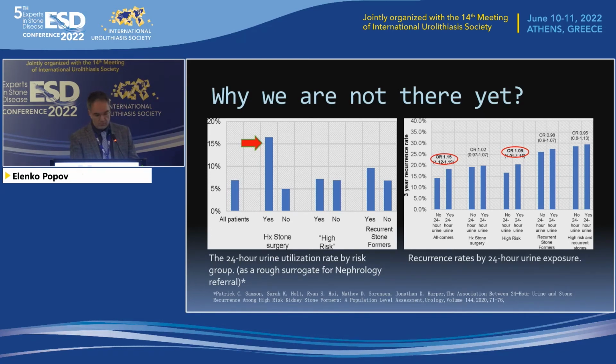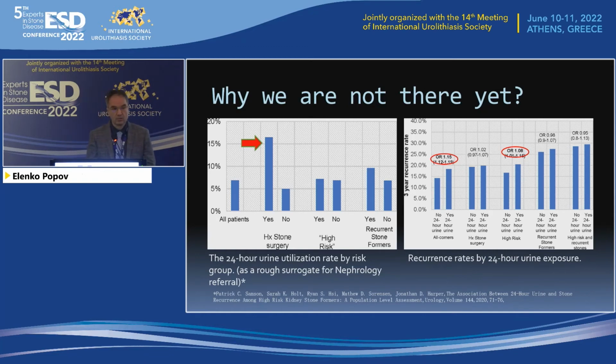The first graph shows the utilization of urine evaluation, metabolic urine evaluation, as a very rough surrogate for nephrology referral. The percentage is one digit. Maybe among the patients who have been through stone surgery, this could be a little pride for the urologists. I want to believe that this high percentage is due to urology referral for further metabolic evaluation.